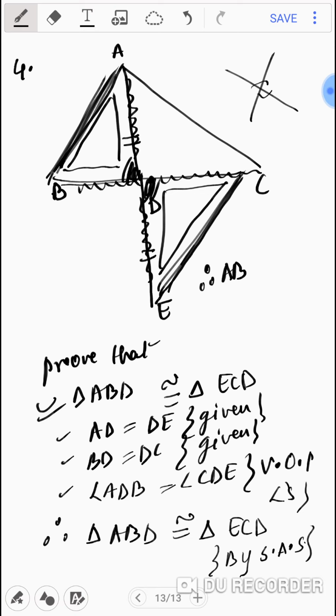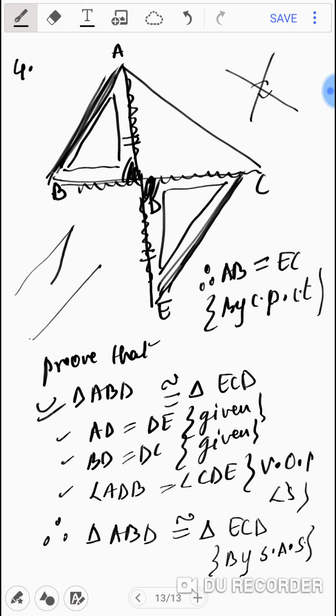Okay, so we can say EB is equal to EC by CPCT. Clear? The other part is that you have to prove that AB is parallel to EC. Now, dear kids, do you know if two lines are parallel and I draw a transversal here, then this angle will be equal to this angle because these are alternate angles. And there is a converse theorem also.